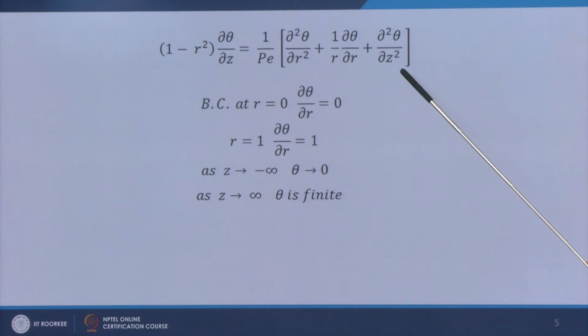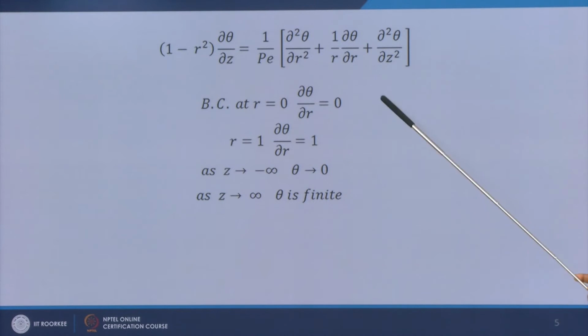So with this equation and boundary conditions, two boundary conditions in r and two boundary conditions in z, we can describe the thermally developing region inside a pipeline, okay, in which we have considered that hydrodynamically fully developed flow is going on, okay.